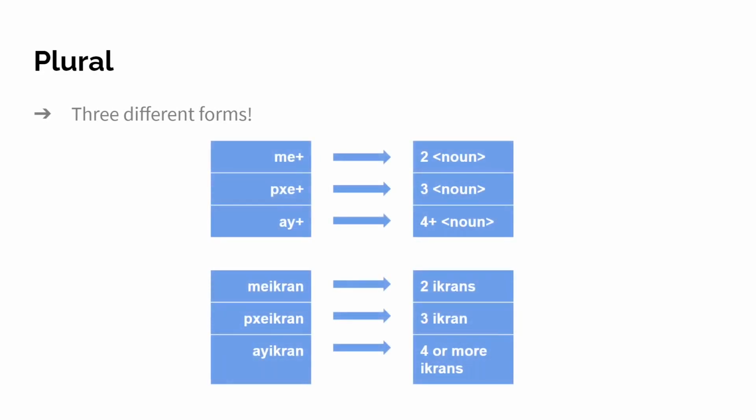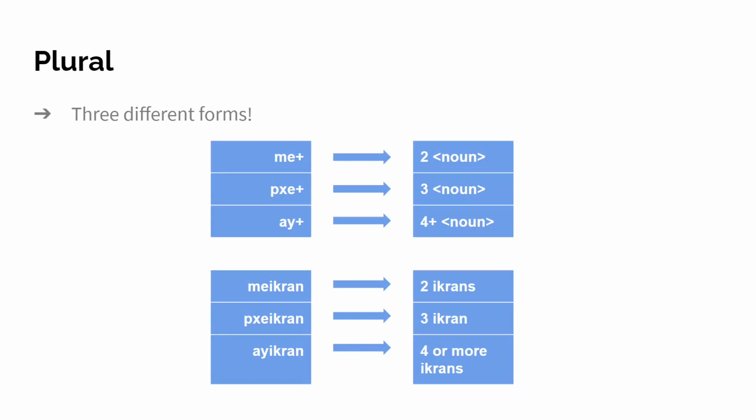So that was very quick, but let's go back to our actual topic today, affixes, and let's start with the plural. There are 3 different forms. That's a bit different than in English. In English we have 1 form, which shows that there are more of one. In Na'vi we have 3 forms.